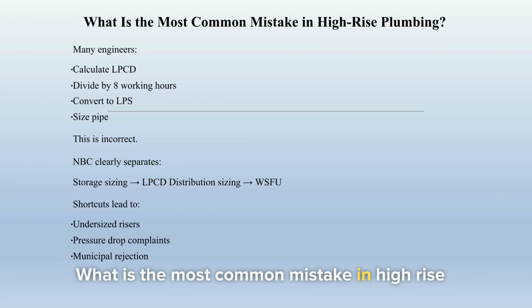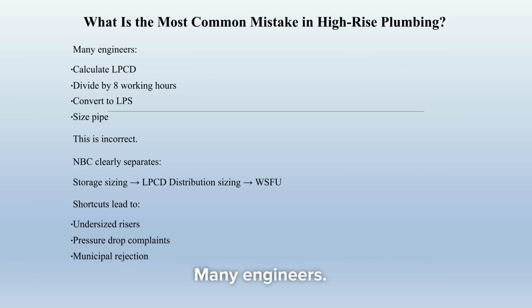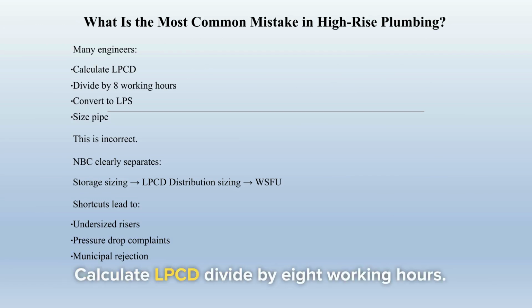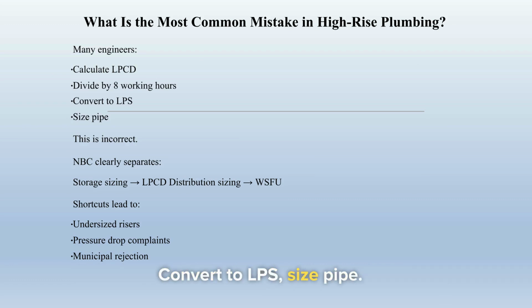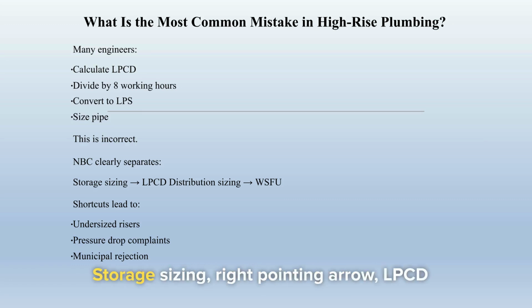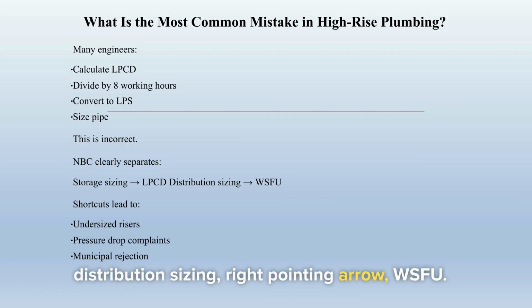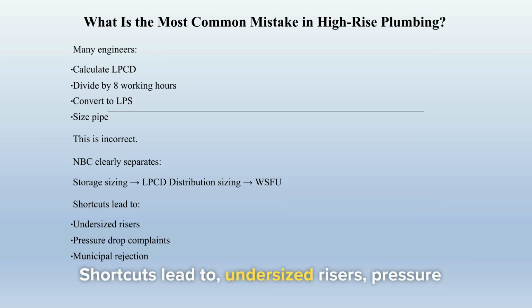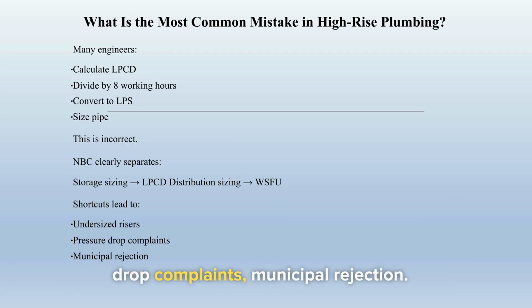What is the most common mistake in high-rise plumbing? Many engineers calculate LPCD, divide by 8 working hours, convert to LPS, and size the pipe. This is incorrect. NBC clearly separates storage sizing, which uses LPCD, from distribution sizing, which uses WSFU. Shortcuts lead to undersized risers, pressure drop complaints, and municipal rejection.